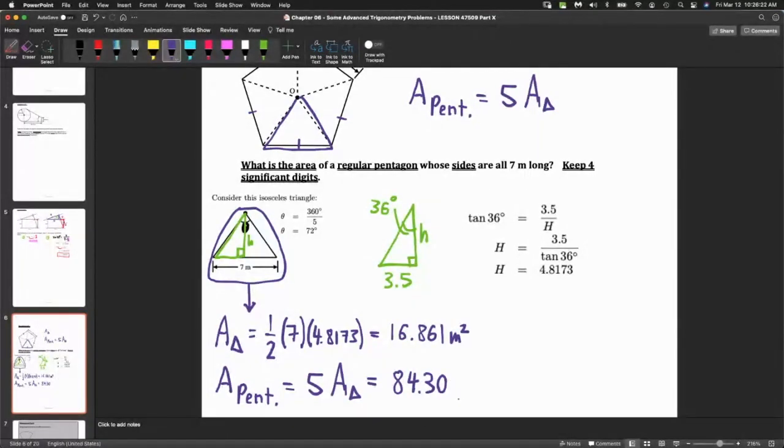I put 30 here, okay? The reason I put 30 is because I had extra digits on my calculator that I didn't really show you on the PowerPoint.